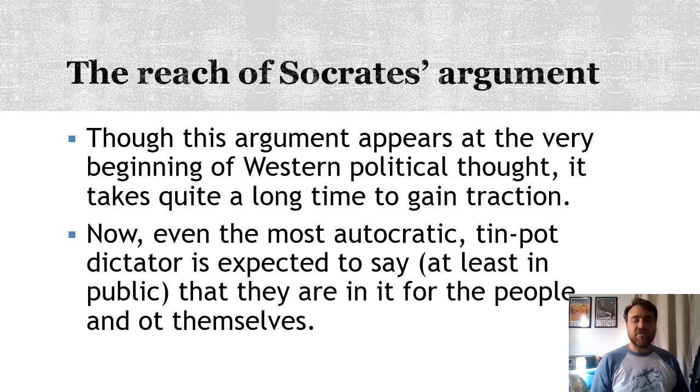Right. And again, for a long time, in very few places was something like this idea really taken very seriously. Many people, certainly in the ancient world, had much more like Thrasymachus's view. This is, might makes right. That's the way things are. But of course, that's not the way things should be. And so I think you've seen the acceptance of this argument progress till now, present day, where even the most autocratic tin pot dictator has to at least say in public that they're in it for the people and not themselves. However much reality may belie that.